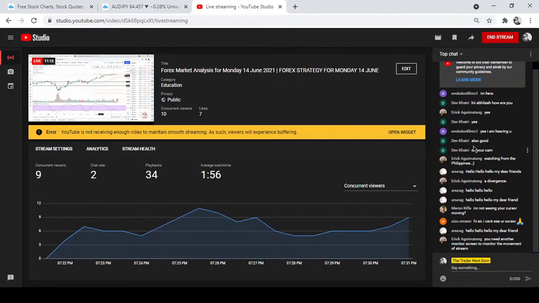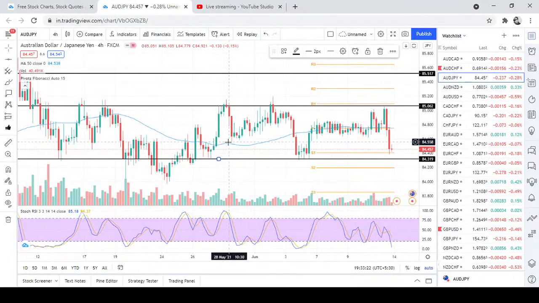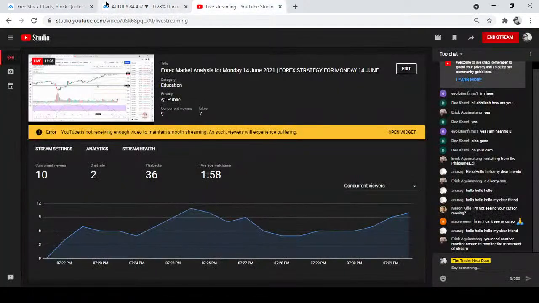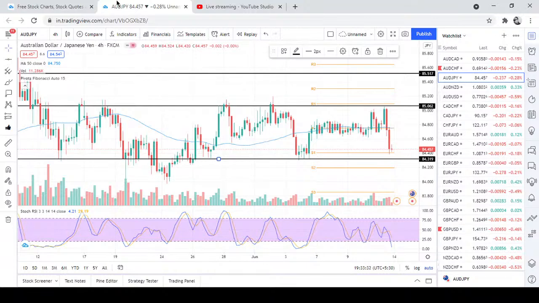You need another monitor screen to monitor the movement of the screen. Let me check. I can see the cursor on my monitor.